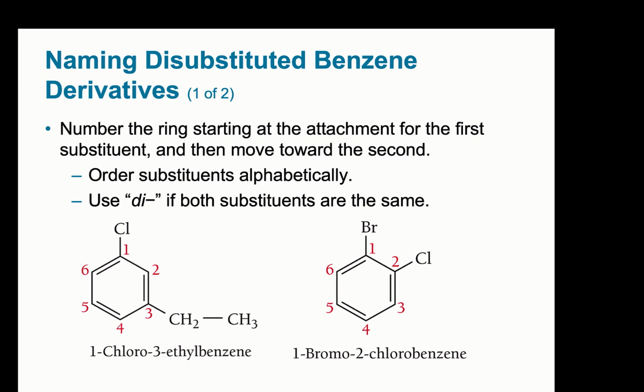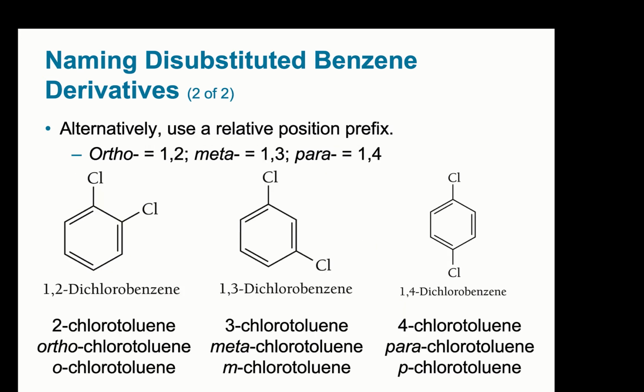And then here bromine is higher priority than the chlorine. Iodine would be higher priority than the bromine, right? So the bigger, fatter molecules go first, right? So you got 1-bromo-2-chlorobenzene. And you can also use the ortho, meta, and para. So ortho means that they're next to each other.